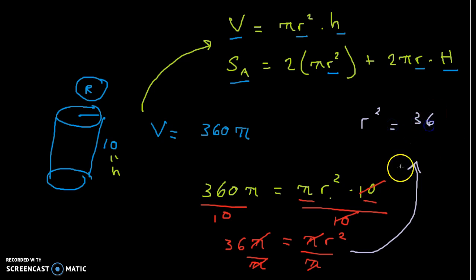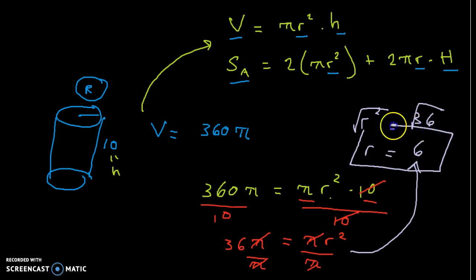Okay? So now, last step. How do we get rid of the exponent to find out just what r is? We figured out r squared is 36, but we want to know just what is r. Well, take the square root of both sides. And that, of course, would be r is equal to 6. Boom.